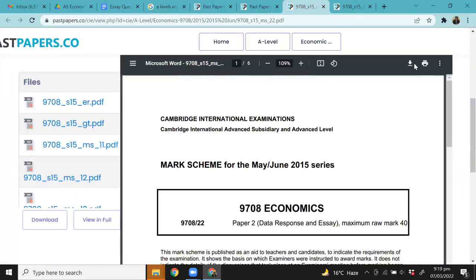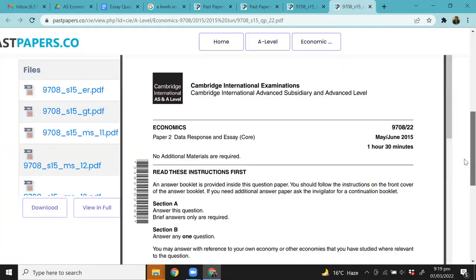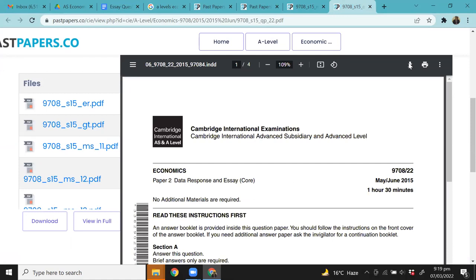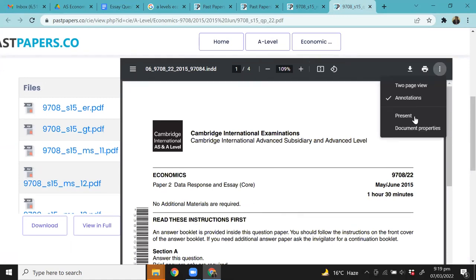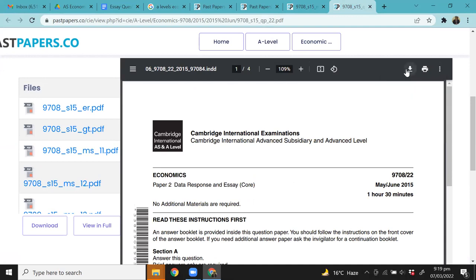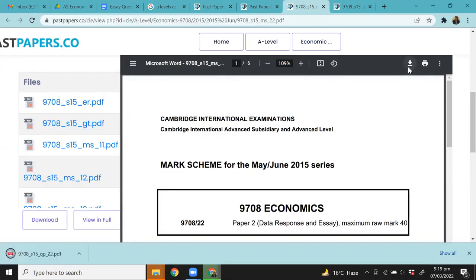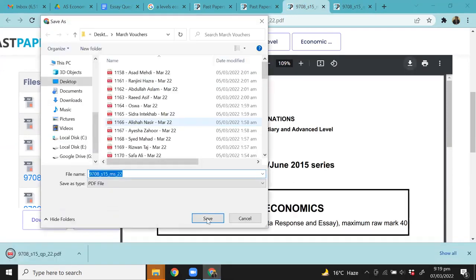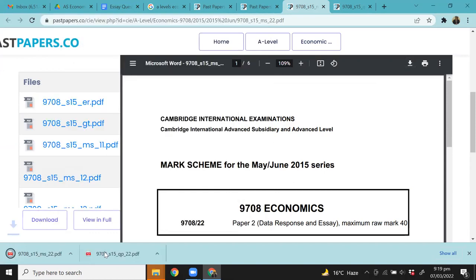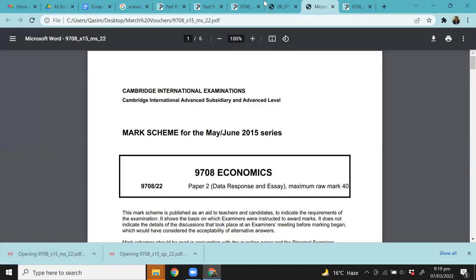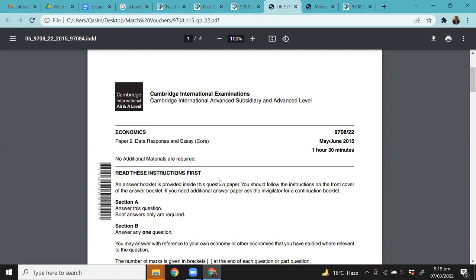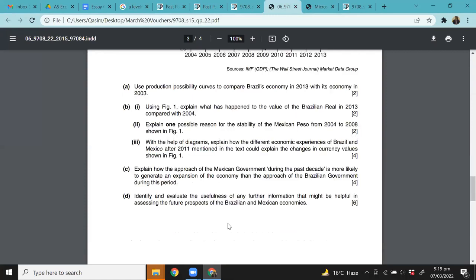So this is the marking scheme. We can just download this. And this is the question paper. Let's download this as well. Okay, just a second. So desktop, that's fine. And this is also what we will download. Desktop, that's fine. Okay, great. So let's look at the structured questions and then let's get started.